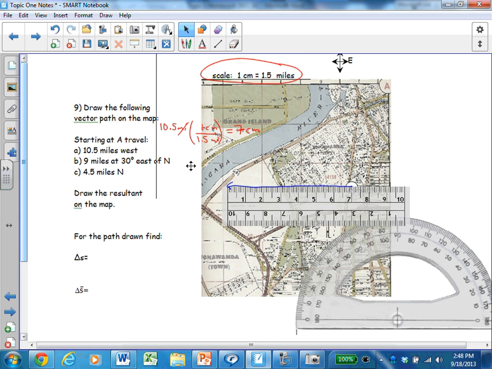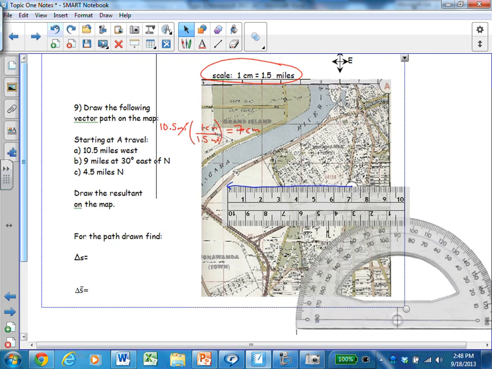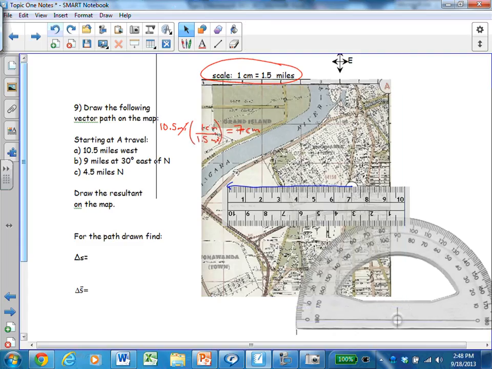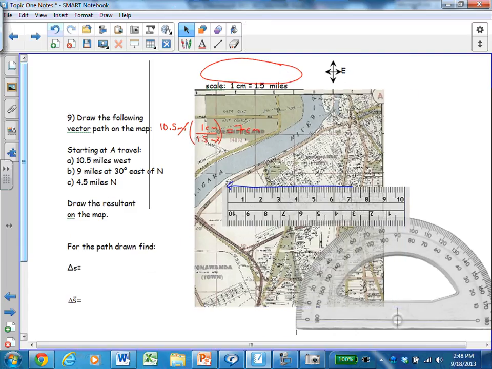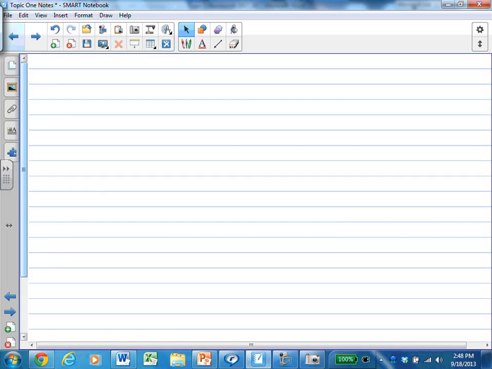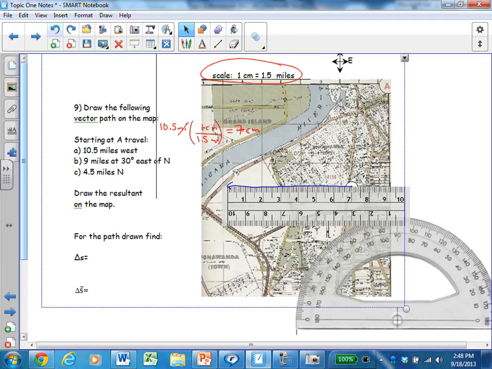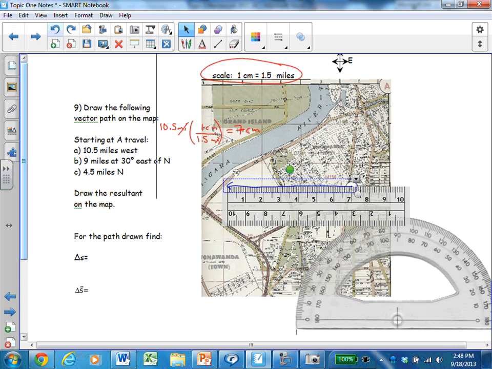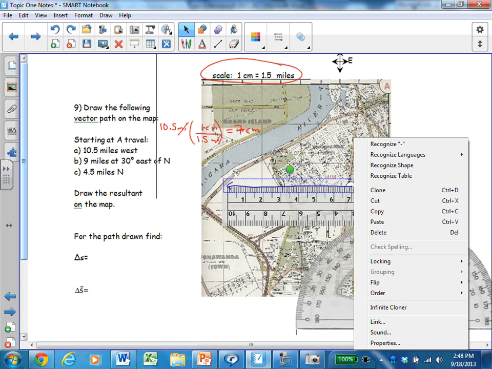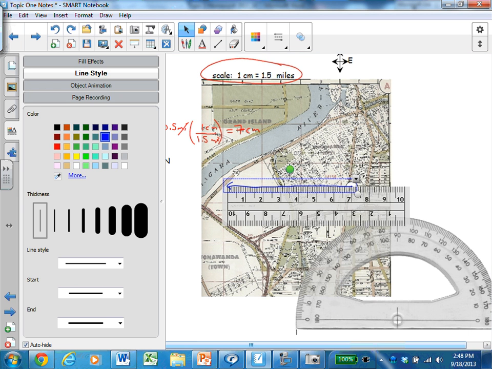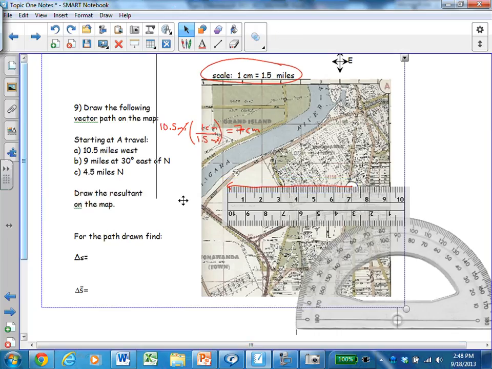I should have made this blue. Hold on. That didn't work. Whatever. I'll make this red. How about that? There we go. The red. Now they correspond.